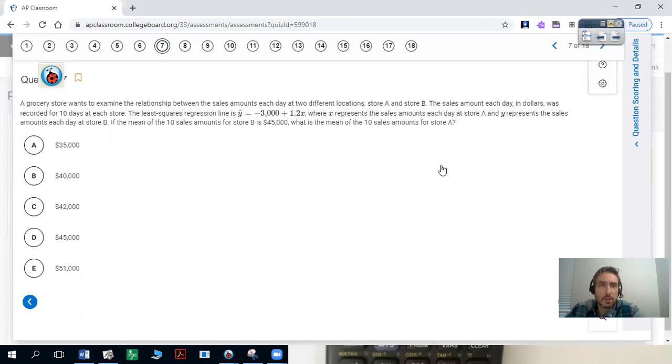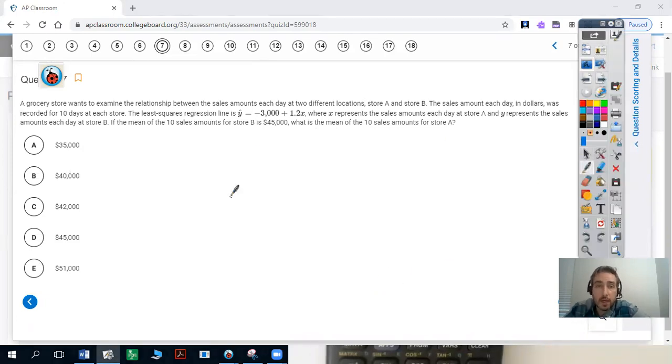A grocery store wants to examine the relationship between the sales amounts each day at 2 different locations, store A and store B. Sales amounts each day in dollars were recorded for 10 days at each store. The least squares regression line is y hat equals negative 3,000 plus 1.2x, where x represents the sales amount each day at store A and y represents the sales amounts each day at store B. If the mean of the 10 sales amounts for store B is $45,000, what's the mean of the 10 sales amounts for store A? You got to know this.